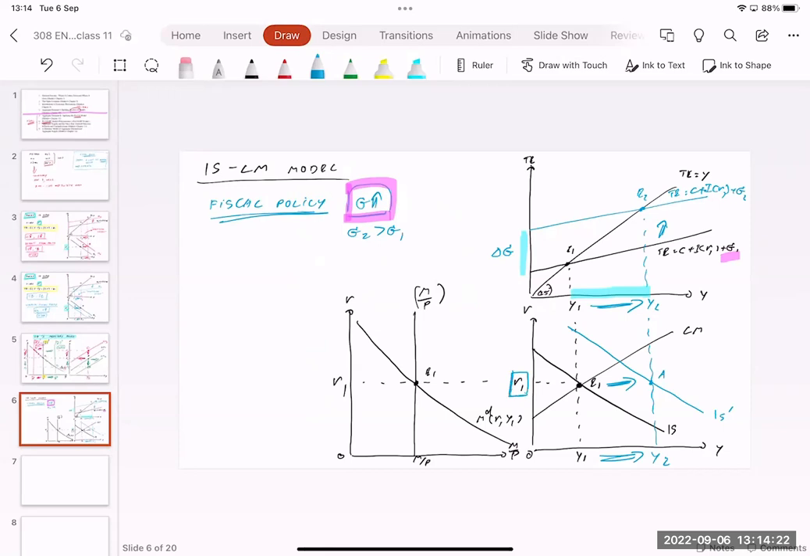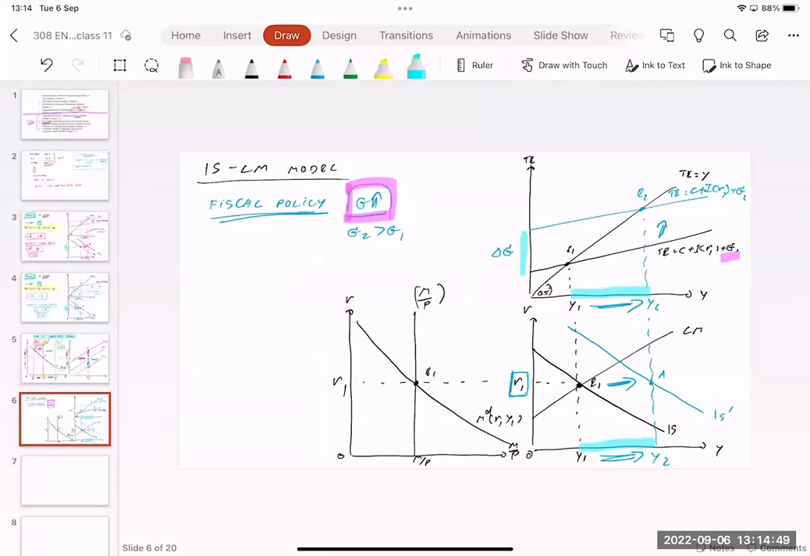So we are only focusing on the output market and the IS curve. When G increases, total expenditure goes up, and the IS curve shifts to the right. We only focus on the output market and the IS curve.